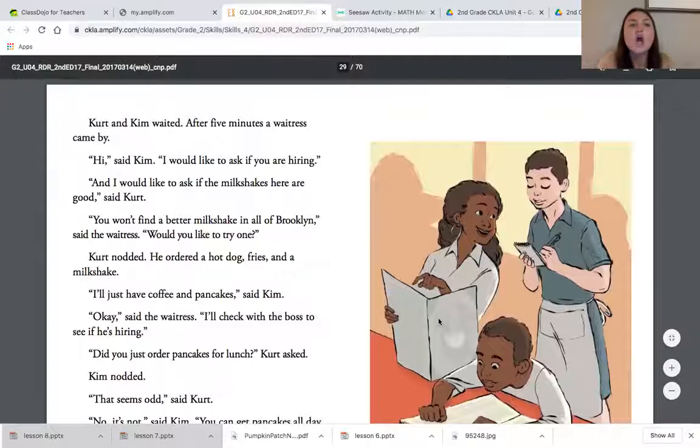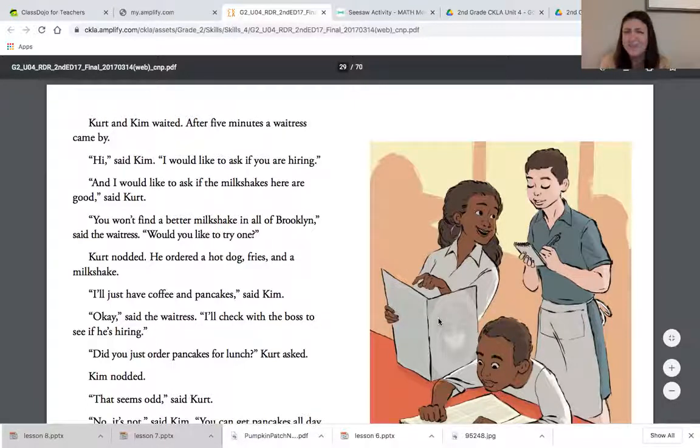Kurt and Kim waited. After 5 minutes, a waitress came by. "Hi," said Kim. "I would like to ask if you are hiring." "And I would like to ask if the milkshakes here are good," said Kurt. "You won't find better milkshakes in all of Brooklyn," said the waitress. "Would you like to try one?" Kurt nodded. He ordered a hot dog, fries, and a milkshake. "I'll just have a coffee and pancakes," said Kim. "Okay," said the waitress. "I'll check with the boss to see if he's hiring."